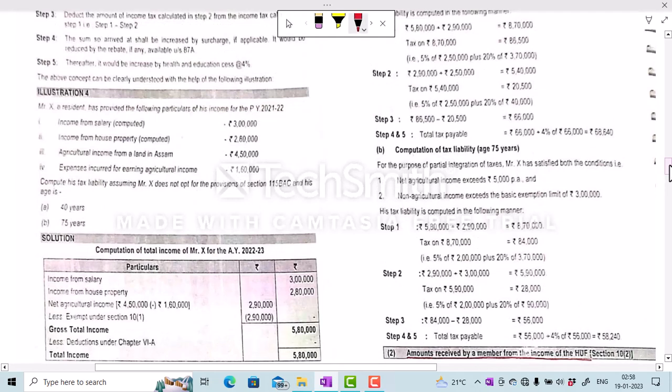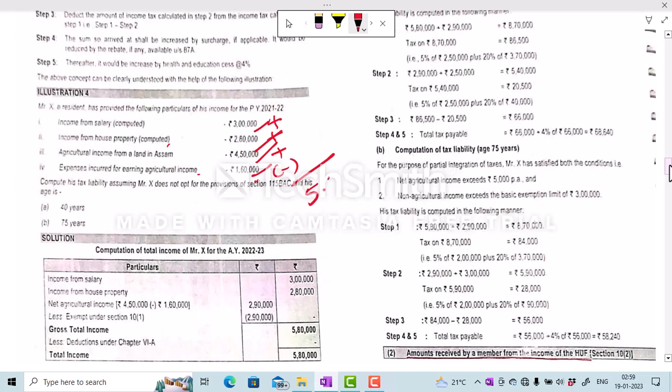So here income from salary computed is 3 lakhs, means computed in the sense they have deducted all the deductions including standard deduction of 50,000. So we need to take directly 3 lakhs. Income from house property computed means we need not deduct any 30% of deductions. So 2.8 lakh we need to take. Agriculture income from land in Assam is 4.5 lakh and expenses incurred for earning agriculture income is 1.6 lakhs. So when we add this and deduct this, net income will be 2.9 lakhs.